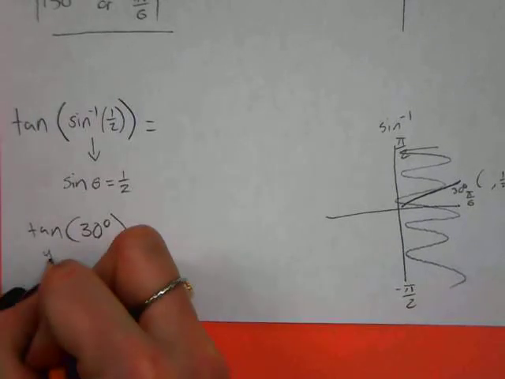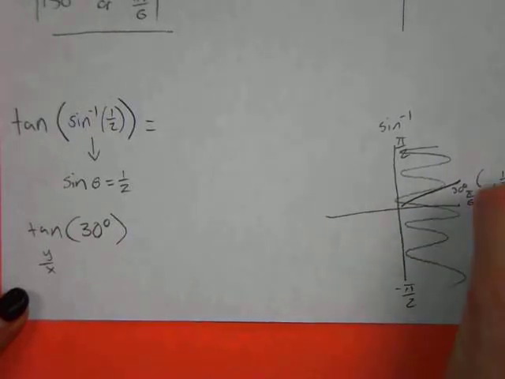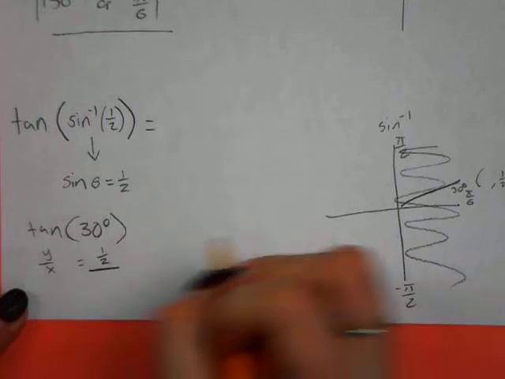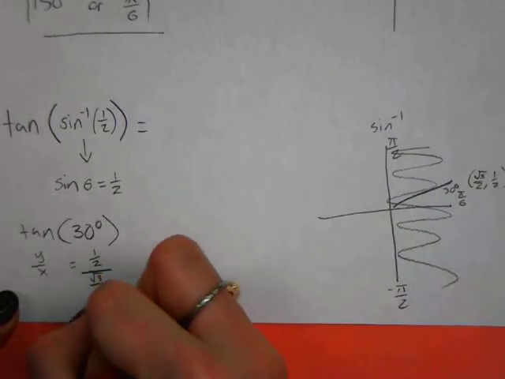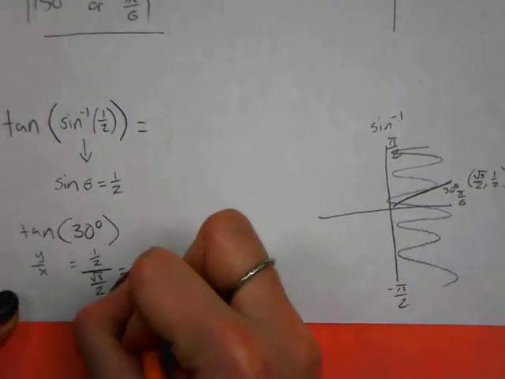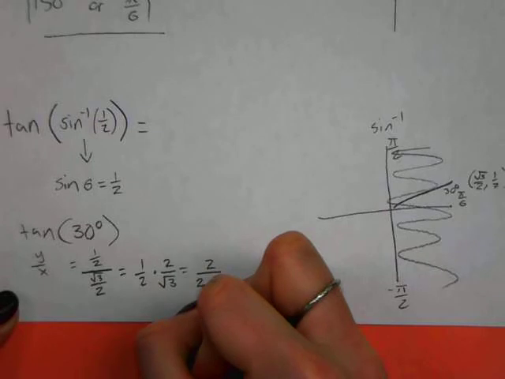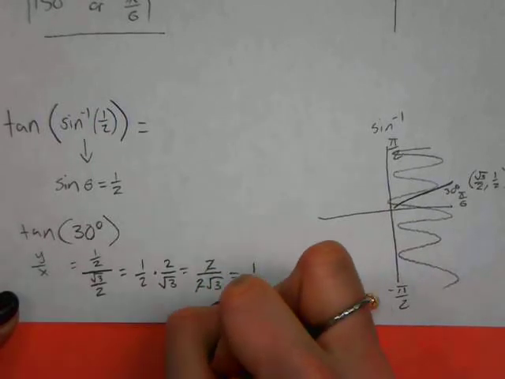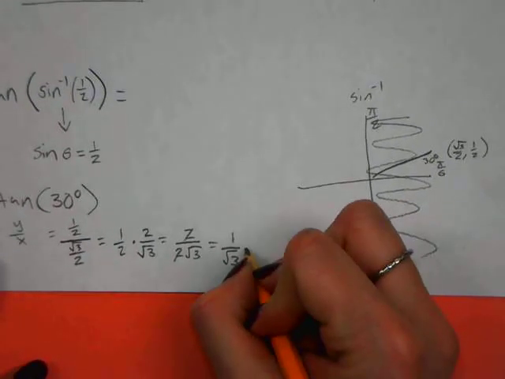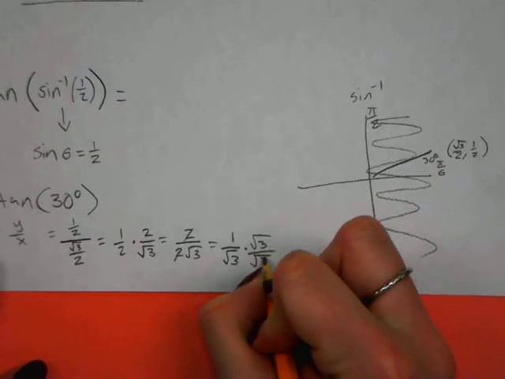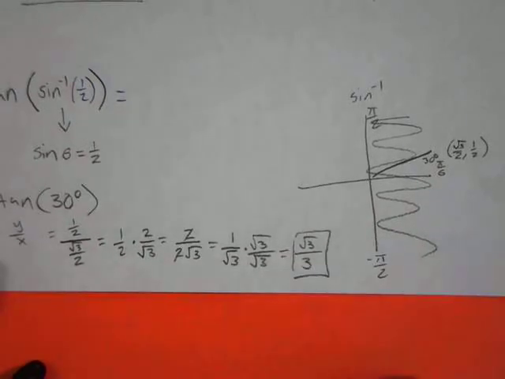And we know that tangent is our y coordinate over our x coordinate. So at 30 degrees, I'm going to take this y, 1/2, and divide it by my x coordinate, which is root 3 over 2. And when I'm dividing fractions, I can multiply times the reciprocal, and I end up with 1 over root 3. And our last step would be to rationalize that denominator so that we don't leave a square root on the bottom. So multiply times root 3 over root 3, and we end up with root 3 over 3 as our final answer.